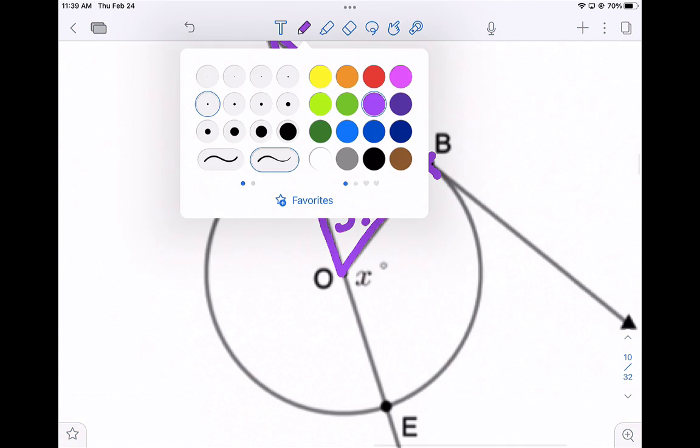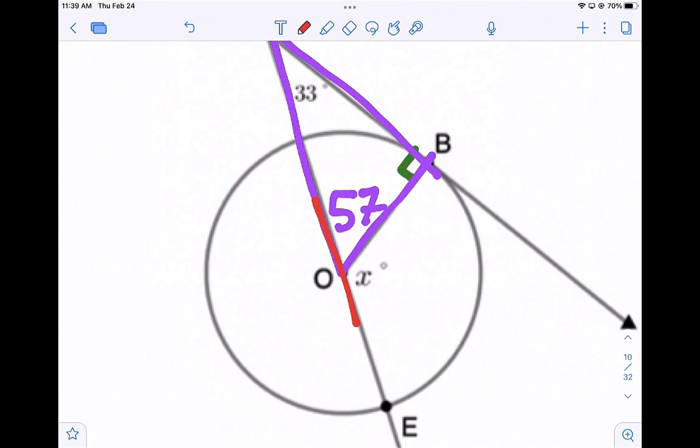And then we have this straight line right here, so we have two angles that are supplementary. We'll take 180 minus 57, and angle x will be 123 degrees.